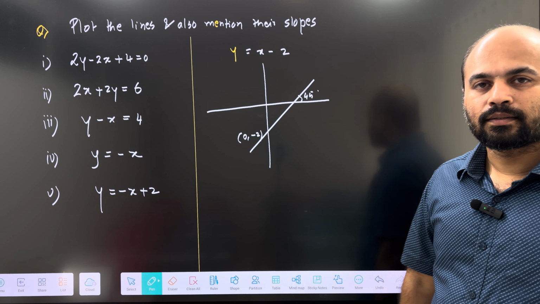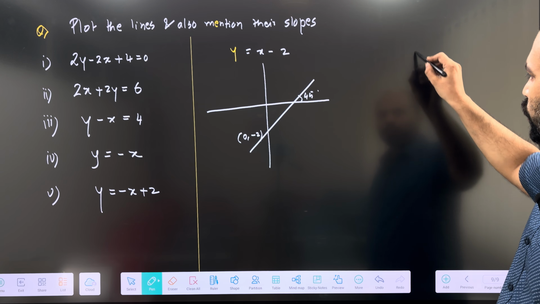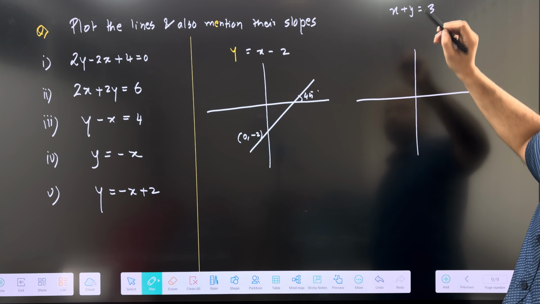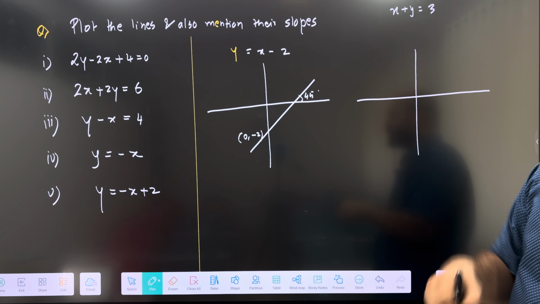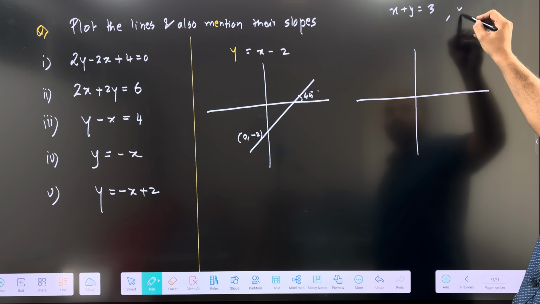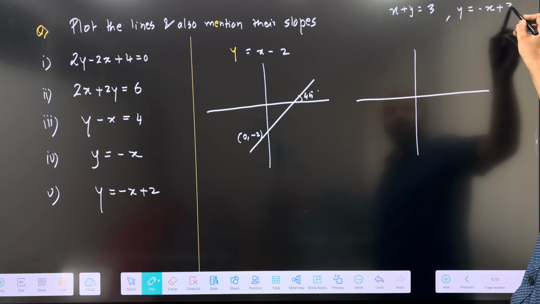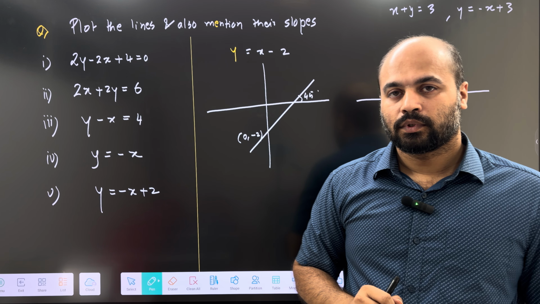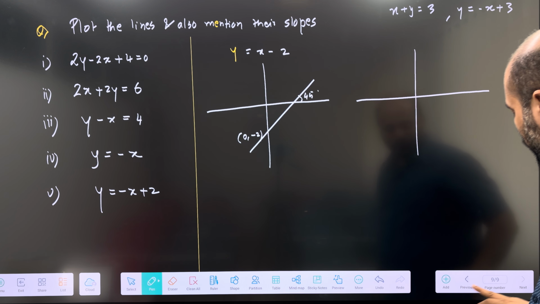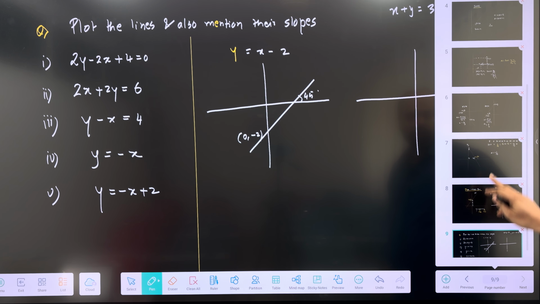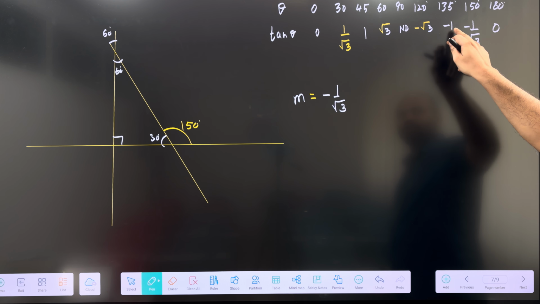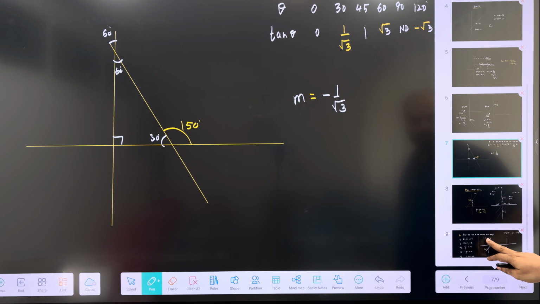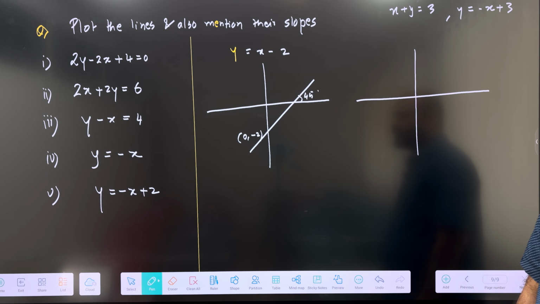Again, we can simplify this. Divide throughout by 2. If you divide throughout by 2, what you're going to get is x plus y is equal to 3. Now, if you rearrange it in the slope-intercept form, you're going to get y is equal to minus x plus 3. This time, we know that the slope is negative. Slope is minus 1. And according to the table that we have learned, we know that slope is minus 1 for an angle of 135 degrees. So the concerned angle over here is 135 degrees.